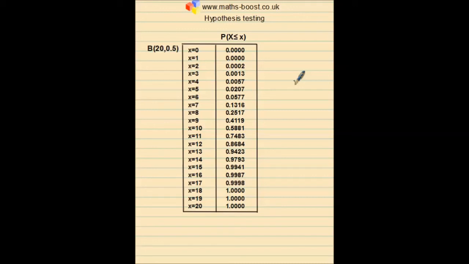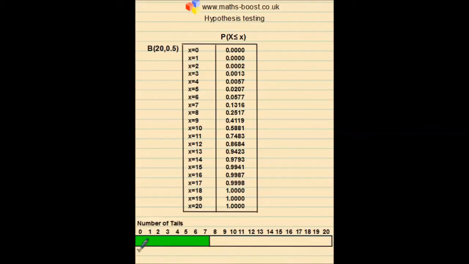Now, here's a table showing the binomial cumulative distribution for our experiment, namely 20 trials where the probability is 0.5. Let's see what the probability is of getting up to and including 7 tails. And reading from the table, you can see, just as I told you earlier, the probability is about 13%. The probability of getting 6 tails or fewer, that's 5.77%. This is low, but not lower than our significance level of 5%.